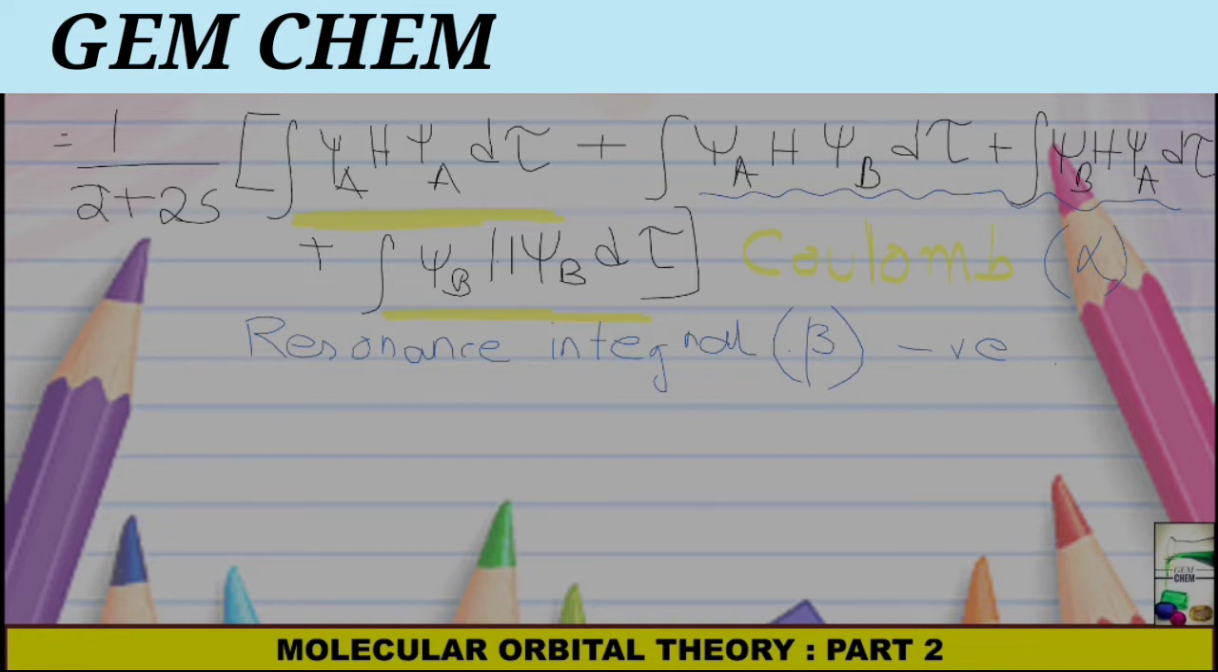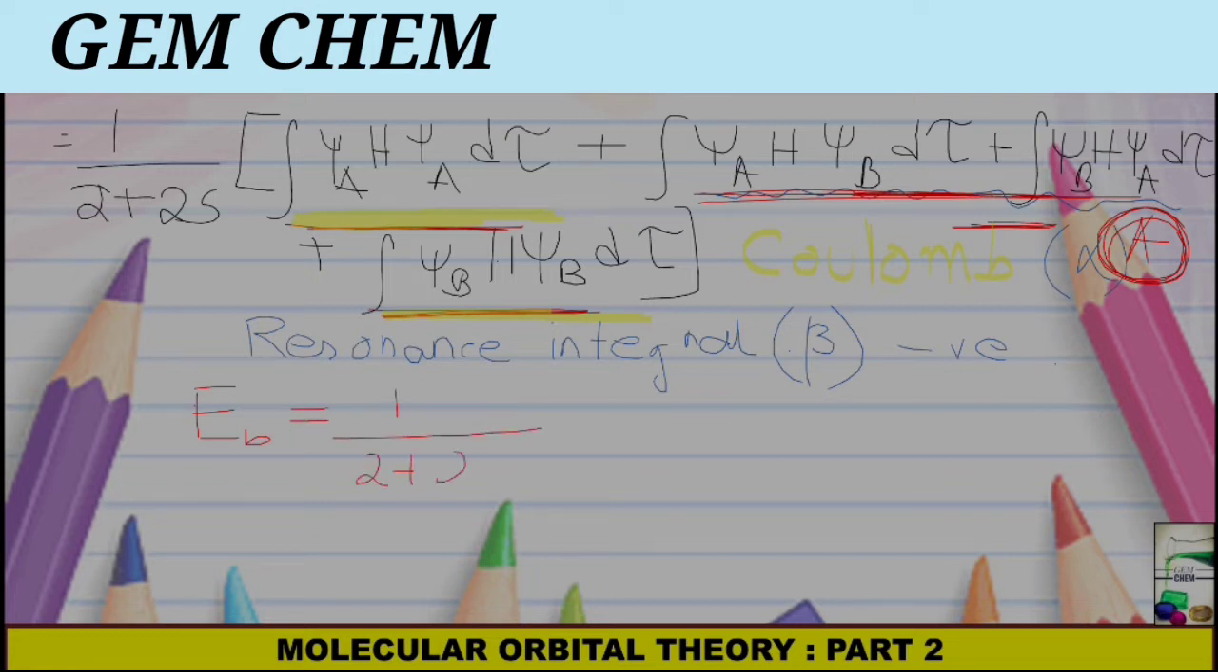Now we need to see that this equation, which we can name as equation A, can be transformed in a different way. That is, we are substituting these as alpha and these as beta. Let's do that. So EB becomes equal to 1 by 2 plus 2s, and we have 2 alpha plus 2 beta. If we take 2 common, we get alpha plus beta by 1 plus s.